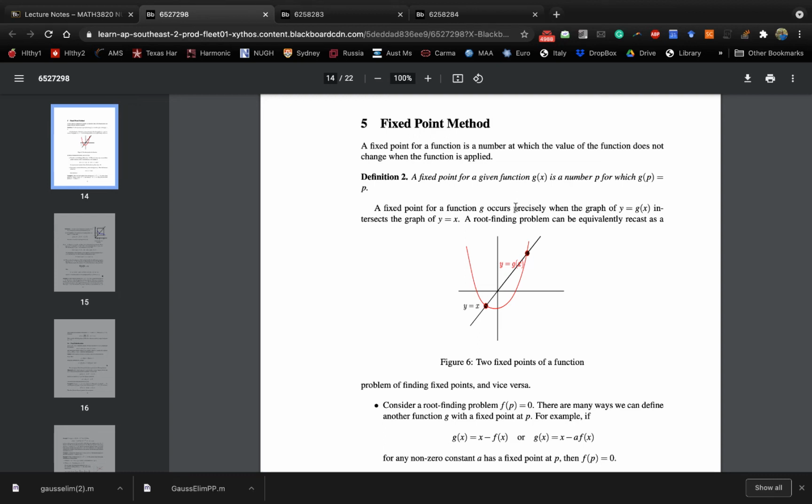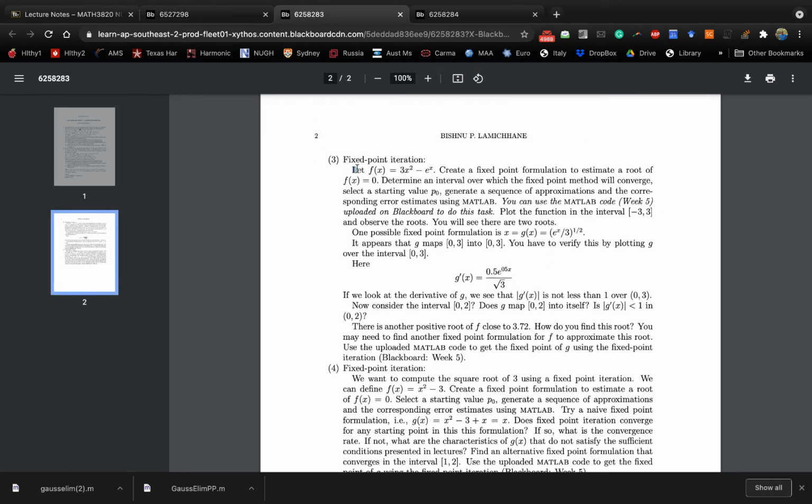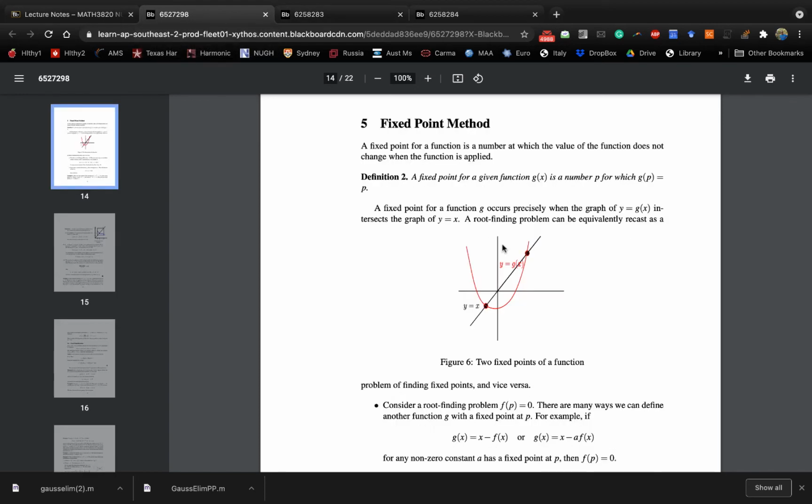Now in this video we will talk about a fixed point method for finding the root of nonlinear functions, which is from week 7 question 3. The function f of x equals 3x squared minus exponential of x is given to us, and it asks us to find the root of this function in the interval 0 to 1.